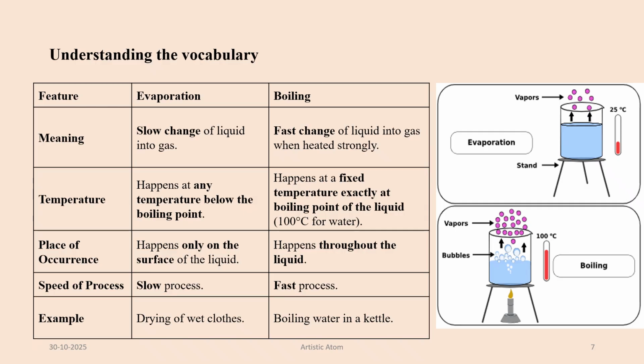Along with this, boiling has a fixed temperature. For each and every liquid, the boiling point will be fixed. For example, for water, the fixed boiling point is 100 degrees Celsius. So no matter what happens, water will boil exactly at 100 degrees Celsius only. Even if you take it inside a cup or inside a huge container, the water is going to boil at 100 degrees Celsius only.